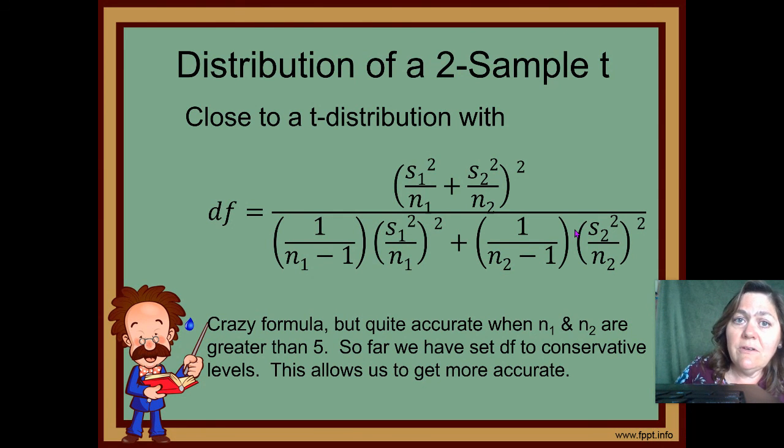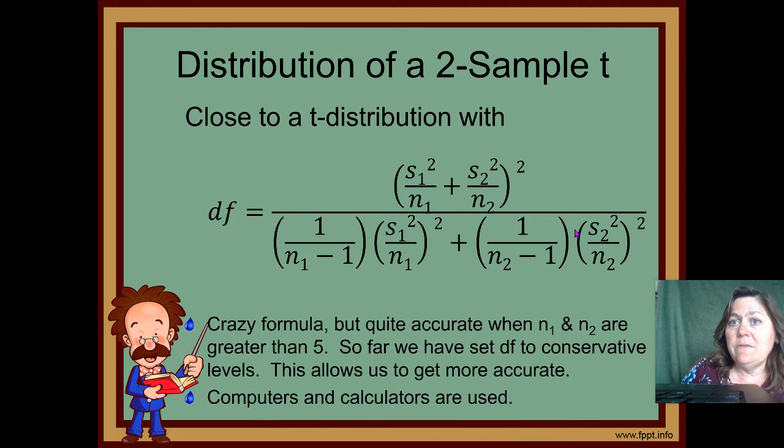It's what your calculator will be using to come up with the DF, which will be different than the table. The tables, remember, use a conservative estimate for our n's. So they use this one. As long as n is greater than 5 for both of these, this is very accurate. When n is smaller than 5, then it's not as accurate, but usually you don't do samples that are that small. So that's why computers and calculators are really nice to come up with your DF.